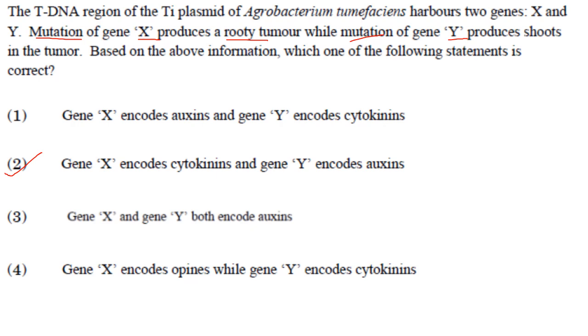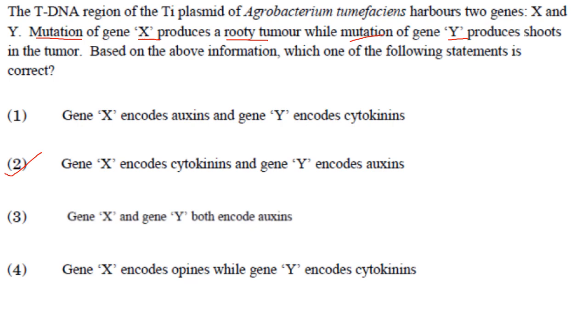Then next one. The T-DNA region of a Ti plasmid of Agrobacterium tumefaciens harbors 2 genes X and Y. Mutation of gene X produces rooty tumor, while mutation of gene Y produces shoots in the tumor. Based on the above information, which one of the following statements is correct? So if there is a mutation in gene X, it produces rooty tumor.